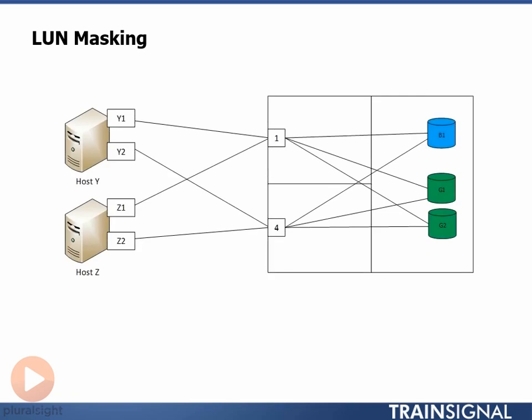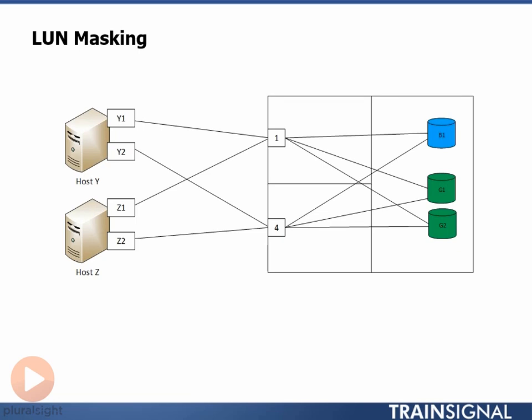So let's take a second to explain it, as it's a little bit different to the diagram on the previous slide. First of all, this time we only show 2 ports in our storage array on the right, ports 1 and 4. And we're also showing 2 HBAs, or 2 HBA ports in each of our hosts. Host Y at the top has ports Y1 and Y2, and host Z at the bottom has ports Z1 and Z2. And as we can see, each host is connected to both array ports.